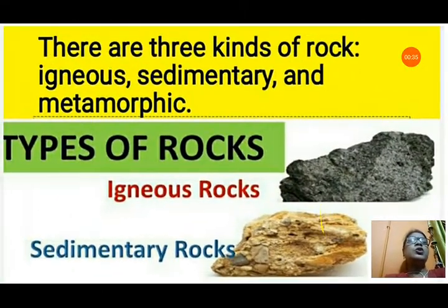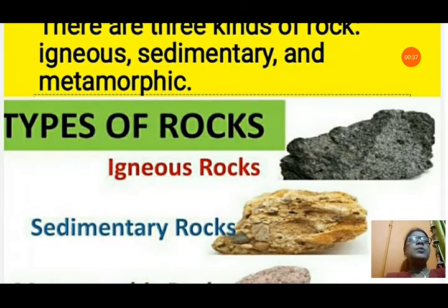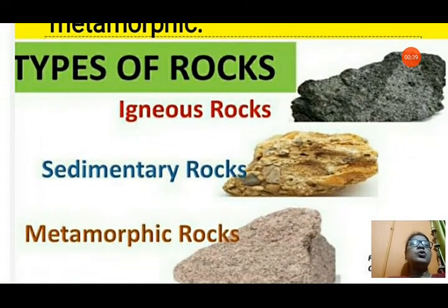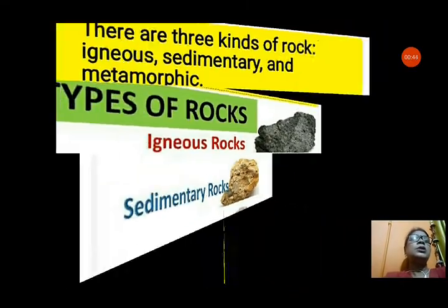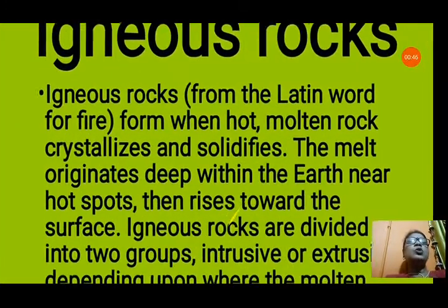There are three kinds of rocks: igneous, sedimentary and metamorphic rocks. You can see the picture also, the three types of rocks mainly found. So, let us discuss all these three types of rocks one by one.